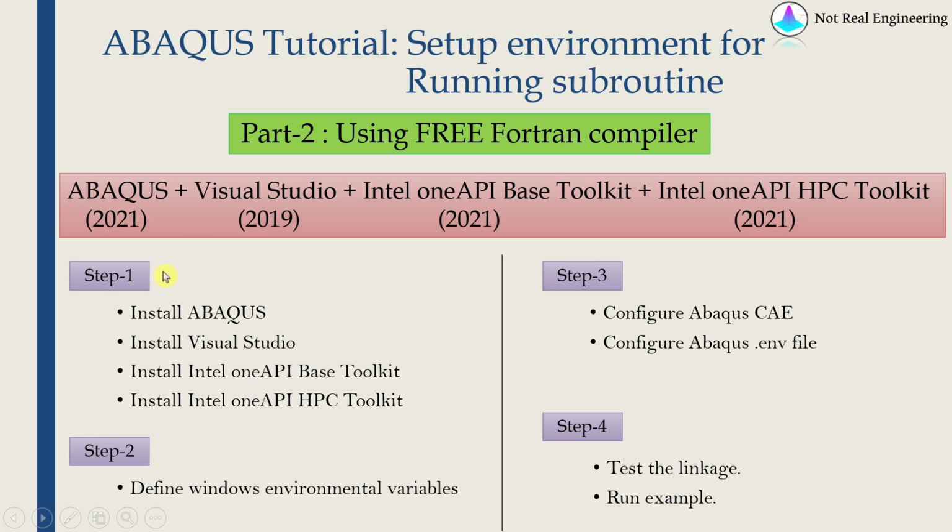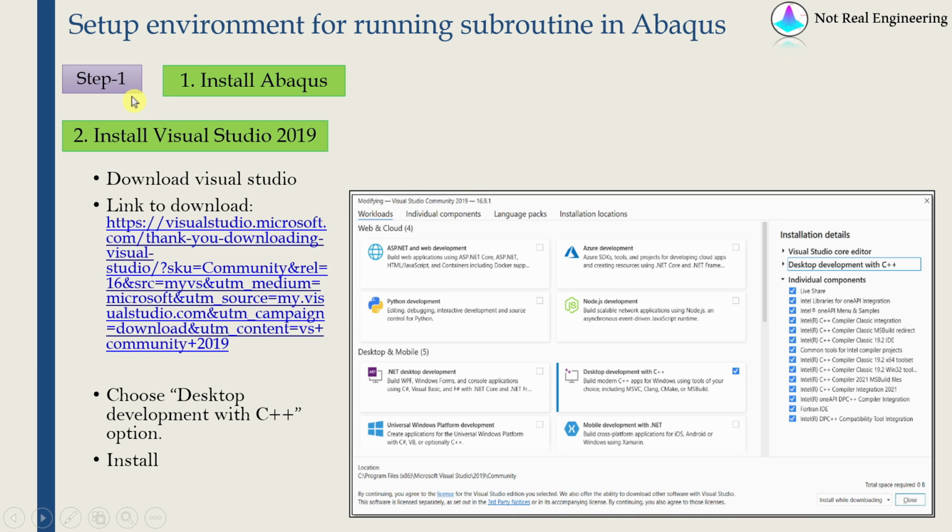In total, you have to follow 4 steps. In step 1, we will install Abaqus, Visual Studio, Intel OneAPI Base Toolkit and Intel OneAPI HPC Toolkit. So these 4 softwares you have to install. I am sure Abaqus is already installed, so I will not go into this part. We will start with the other 3 softwares. Then in step 2, we have to define some Windows environment variables. In step 3, we have to configure Abaqus CAE and the abaqus.env file. In step 4, we will check if everything is working correctly, and then you can run any example with subroutine. Let's start with step 1.